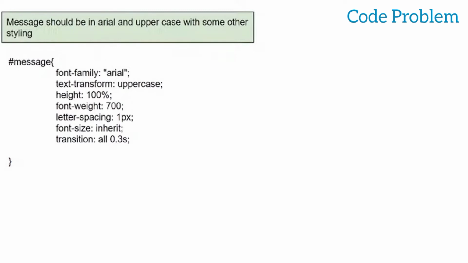That font family should be Arial, text transformation should be uppercase, letter spacing should be 1 pixel, and font size should inherit from the parent. I mean to say the div that is the parent of that container, right? That stripe, and the transition, again the transition.